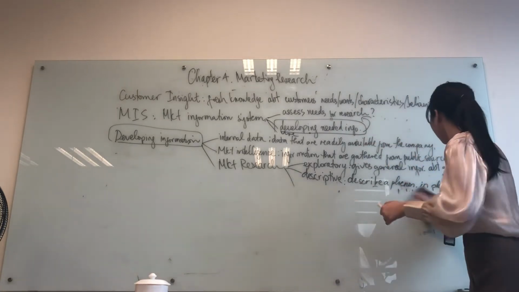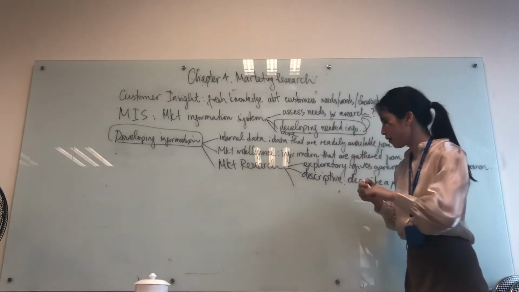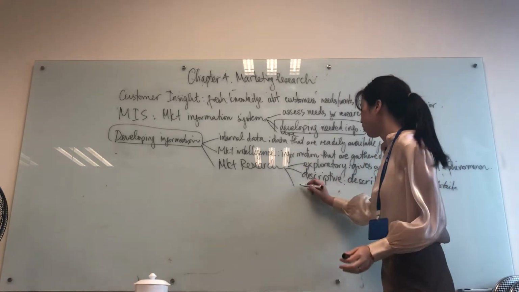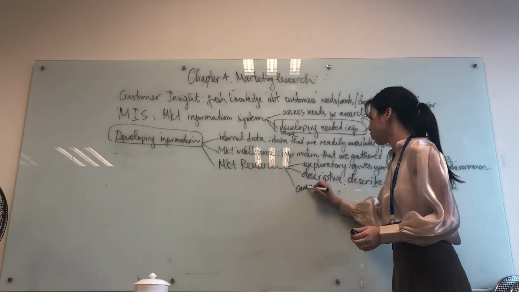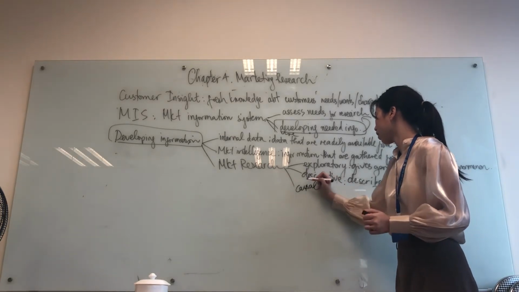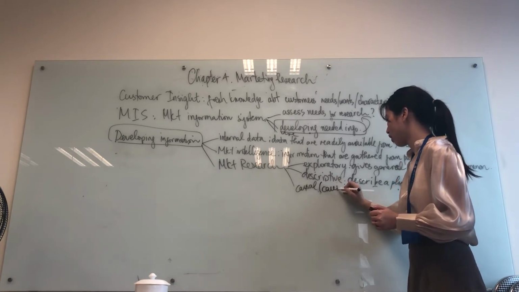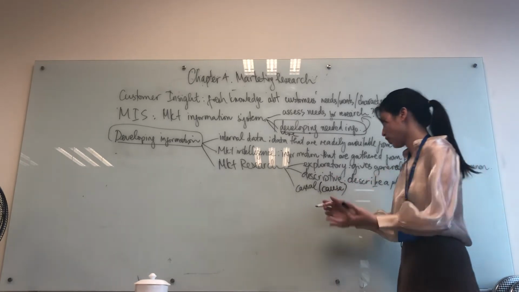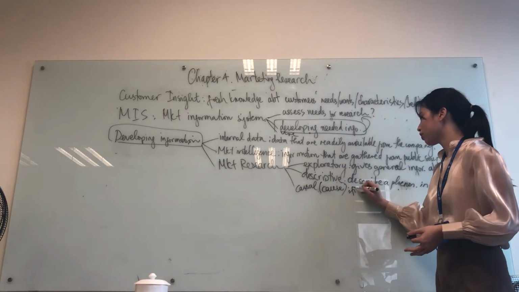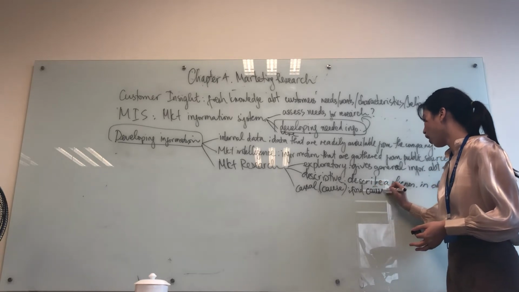So moving on. Now, exploratory, descriptive, and another kind of research which is quite difficult to do, that is causal research. This one is from the word cause. What caused this phenomenon to happen? So in this one, you want to find the link between the cause and effect.